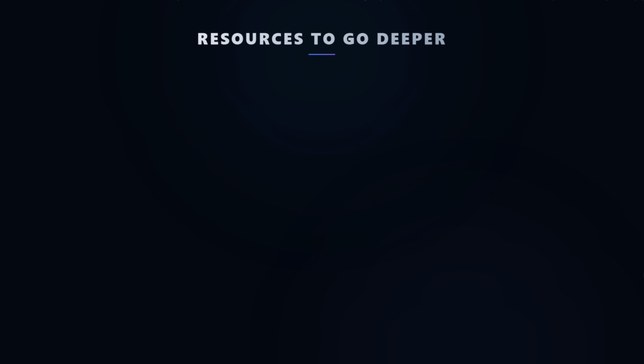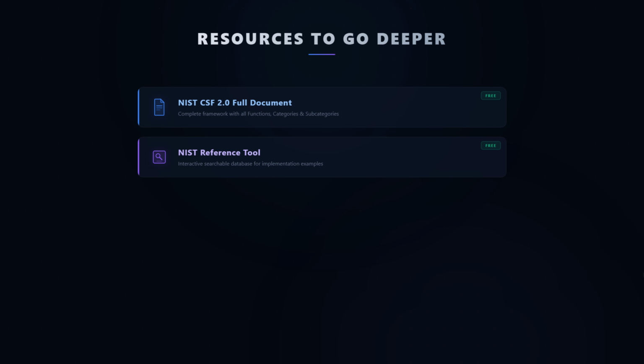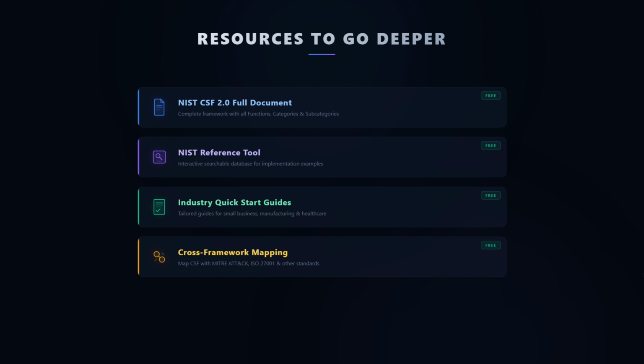If you want to learn more about NIST CSF, you can use a few official resources. First, NIST CSF 2.0 document, which details functions, categories, and subcategories. Second, the NIST reference tool, where you can find subcategories and implementation examples. There are also various quick start guides and CSF mapping with other frameworks. All resources are available for free on NIST's official website.